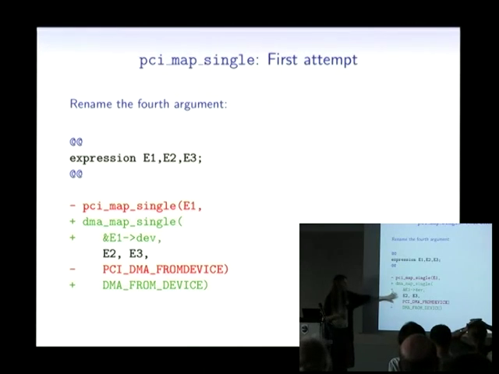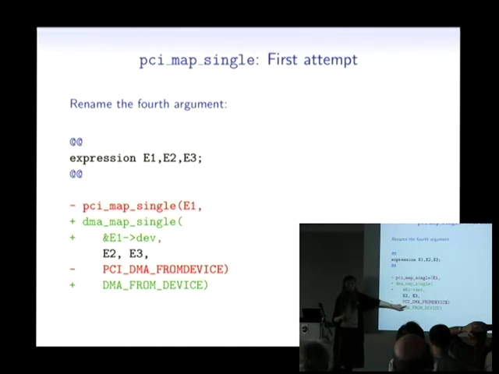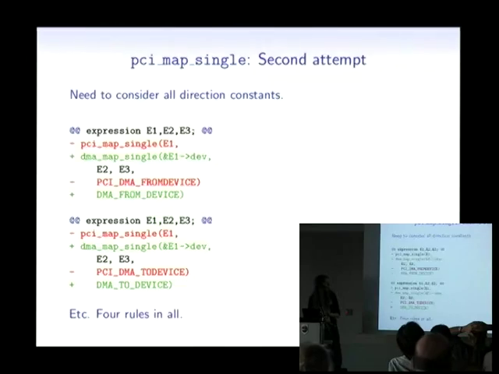Yes, so your question is exactly what the next slide is. Actually, I've only done 1/4 of the work because we have this constant here. This is the from device constant. We need to do the to device constant, the bidirectional constant, and the none constant. So we can make a bunch more of these rules. Just copy paste and change this thing down here.